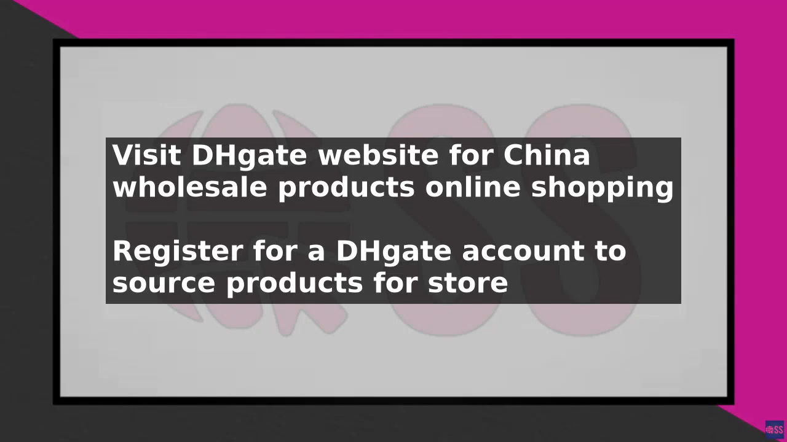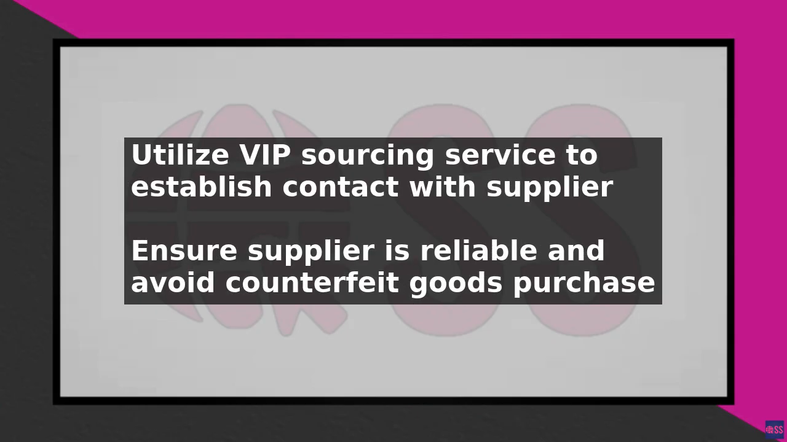To get started with drop shipping on DHgate, begin by visiting the website, which offers China wholesale products online shopping from China suppliers. Once on the site, you'll notice a search bar, sign in and sign up options, as well as sections for recently viewed items, favorites, and your shopping cart.